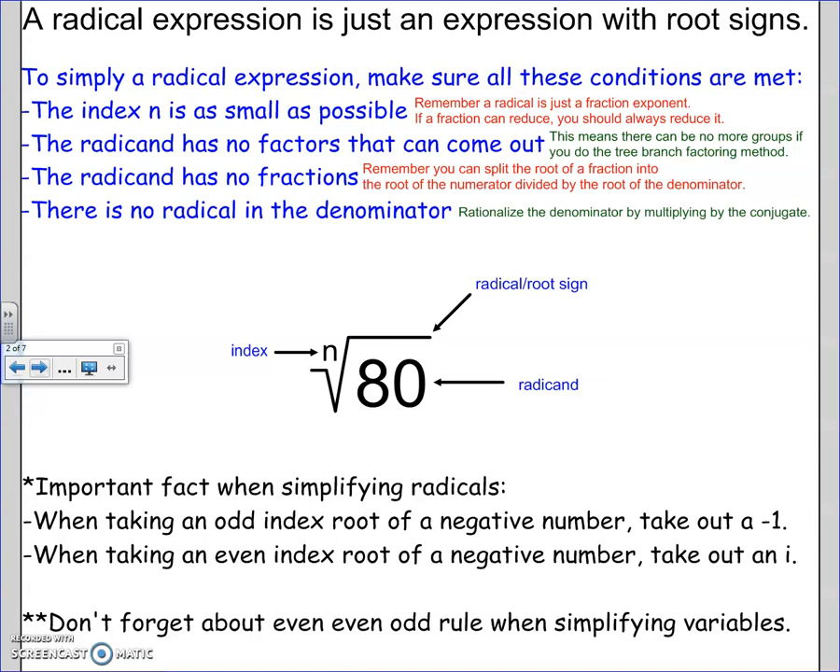Some important facts to know when simplifying radicals. If you take an odd index root of a negative number, just take out a negative 1. And when taking out an even index root of a negative number, take out an i. So when you see square root of, say, negative 5, you take out i. But if you do the cube root of negative 5, you take out negative 1, and then it'll be cube root 5 inside. Also, don't forget about the even, odd rule when simplifying variables.